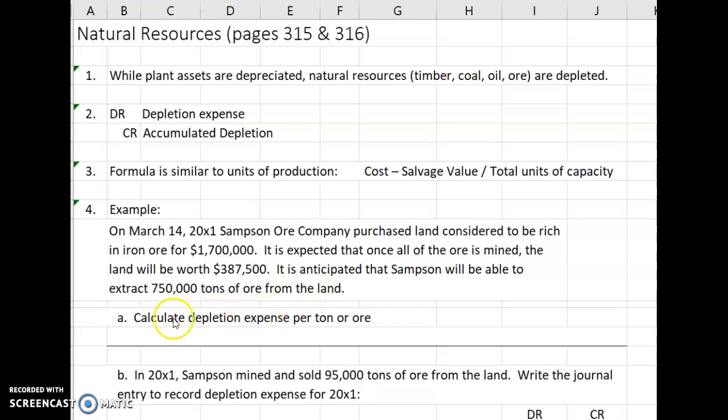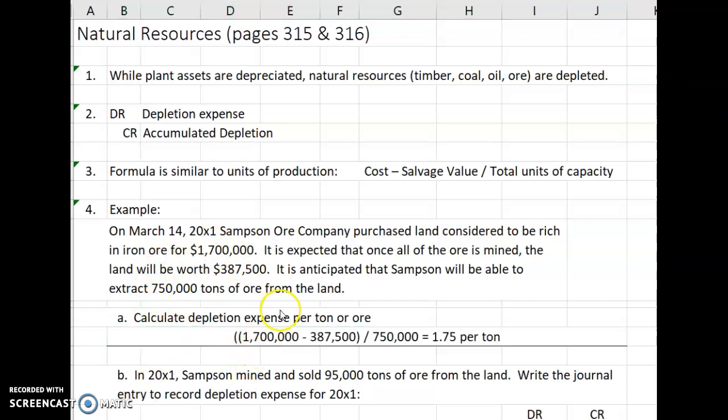Step 1. Calculate depletion expense per ton of ore. So we want cost minus salvage value divided by total units of capacity. You go ahead, do that calculation, then start the video again and check your answer.